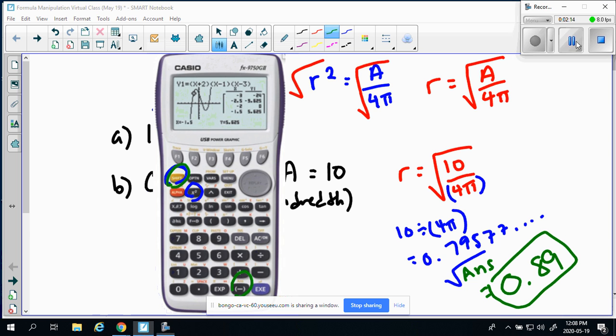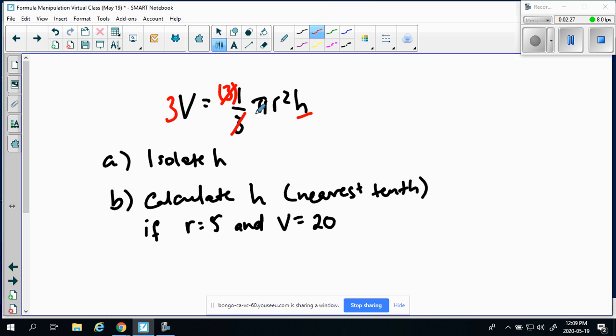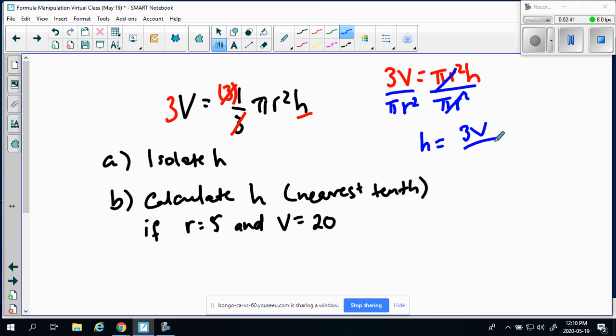And I really like that answer function, because then if you find something here, you can just immediately plug it in there. So if we are trying to isolate for h in this case, look at all the stuff that's in the way. But a student said, let's just kill off the 3 first, because I don't want to have to deal with fractions. So then your 3V is pi r squared h. And most of you would be able to tell me that we can divide by pi r squared and have our h equal 3V over pi r squared.